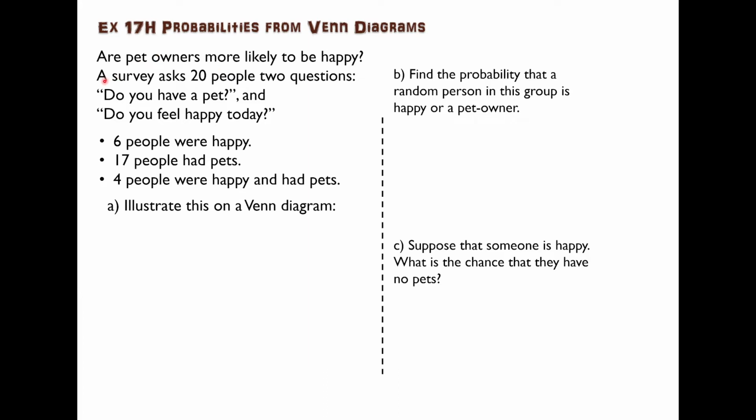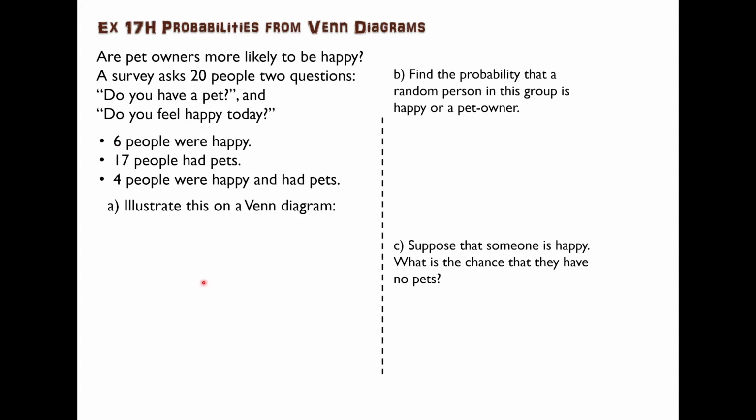Like last time, a survey asks 20 people 2 questions. Do you have a pet and do you feel happy today? The results were 6 people were happy, 17 people had pets, and 4 people were happy and had pets. When I say 6 people were happy, that means maybe some of them had pets, some of them didn't, whatever. In total, you count the number of people who were happy, there were 6 of them.